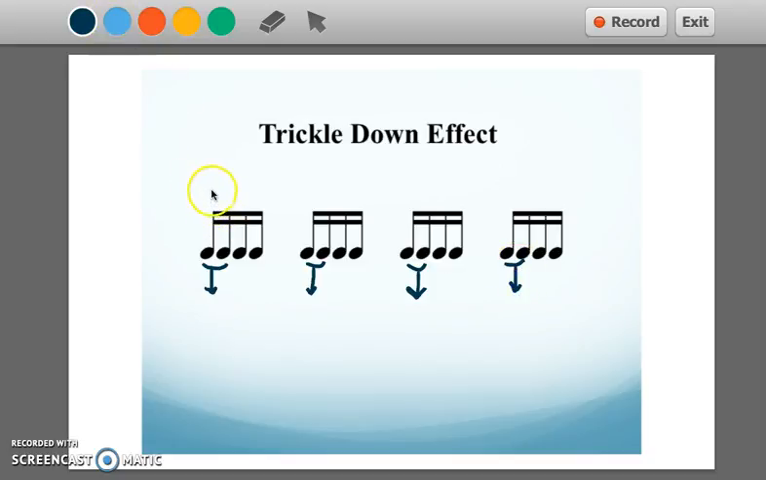Let's review our counting. We have 1 E and A. We have 2 E and A, and 3 E and A, and 4 E and A.